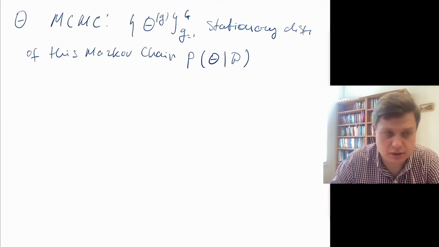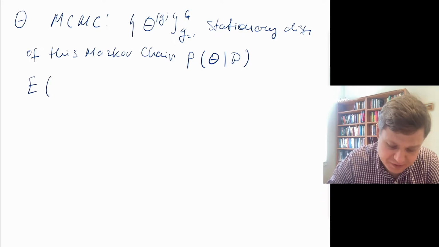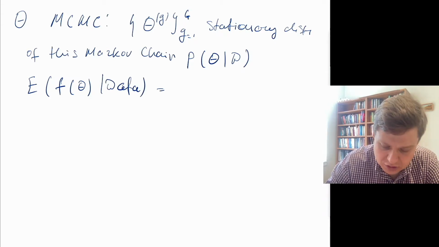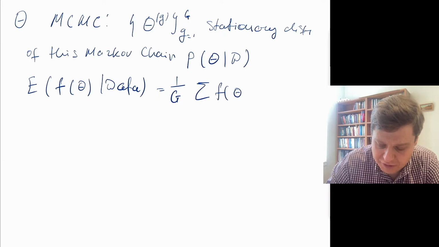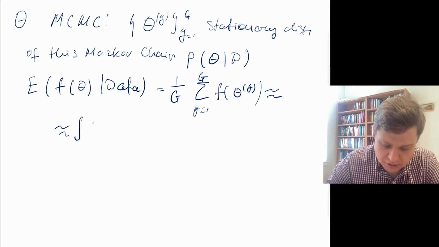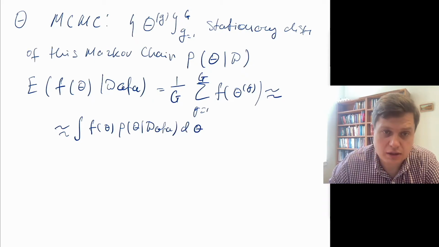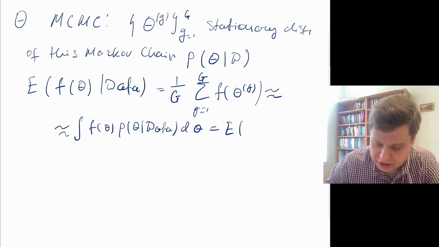So for example, a typical thing that you want to calculate or estimate is an expected value of some function of theta given the data. In this case, it's just going to be 1 over G, and then you take an average of f of theta, taking elements of the sequence, G goes from 1 to capital G. And of course, this is just an approximation to the integral of f of theta times p of theta given the data, our posterior given data. You have to integrate theta out, which gives the exact value of the expectation of this function f of theta given the data.